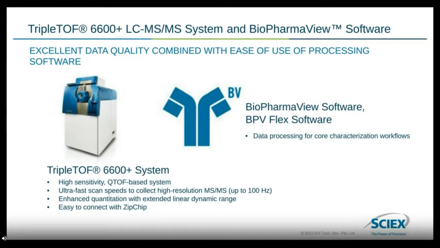So why do we want to combine it with the 6600? Well, it offers high sensitivity. It is ultra fast, and we are able to collect high resolution MS data. We can have enhanced quantitation with linear dynamic range, and it is extremely easy to connect with the ZipChip. Our software allows for quick data processing.